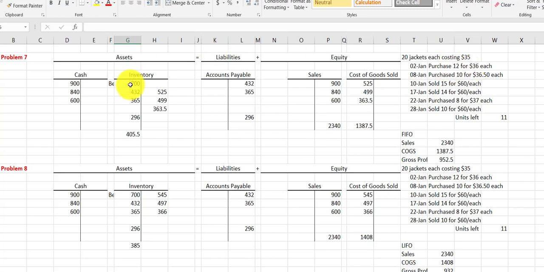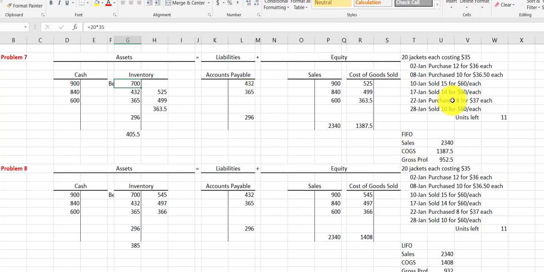All right, so we have a beginning of $700, 20 jackets, each costing $35. We don't have the beginning of any of our other T accounts, and we can live with that for now because we're focused on inventory. But we have to have it in our inventory T account or it won't work correctly. We purchase, debit inventory, credit accounts payable, debit 365 inventory, credit accounts payable. That's the same no matter what our assumption is.